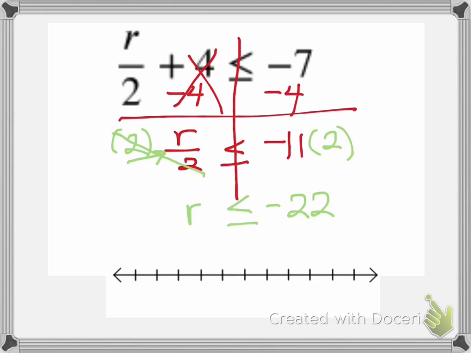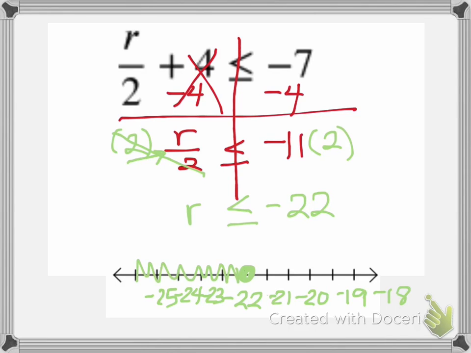So if I want to graph my solutions, I'm going to put negative 22 in the center. The numbers larger than negative 22 would be negative 21, negative 20, negative 19, negative 18, and so forth. The numbers smaller than negative 22 would be negative 23, negative 24, negative 25, and so forth. So if I graph r is less than or equal to negative 22, I need to put a dot on negative 22 because it can be equal to, and shade to the left. So any number to the left of negative 22 on the number line will satisfy the inequality r divided by 2 plus 4 is less than or equal to negative 7.